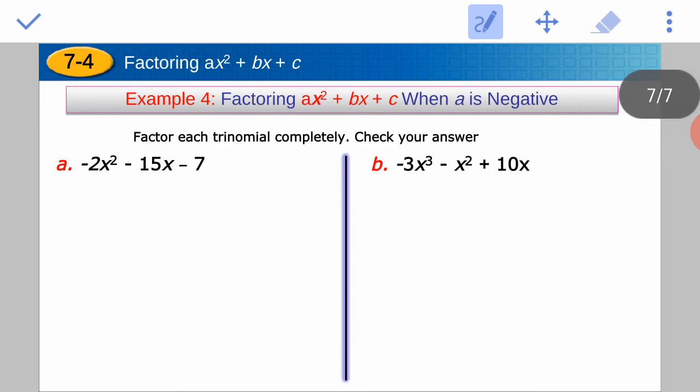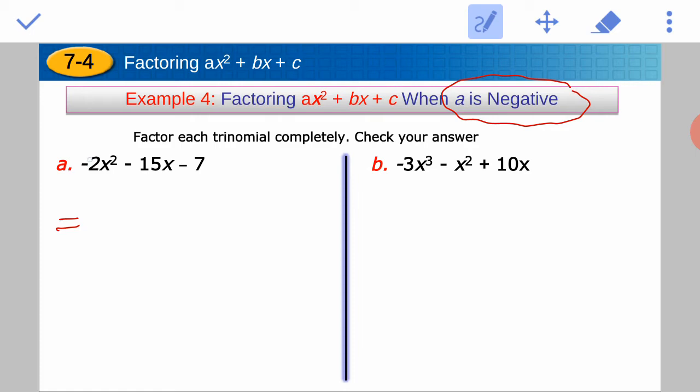The last example, example number 4. This is kind of a weird scenario. When a is negative, what is a? The constant in front of the x squared term. Guys, this is the first time we see the first term is negative. Before you start factoring this, you need to factor out this negative sign, because the first term sign has to be positive all the time.